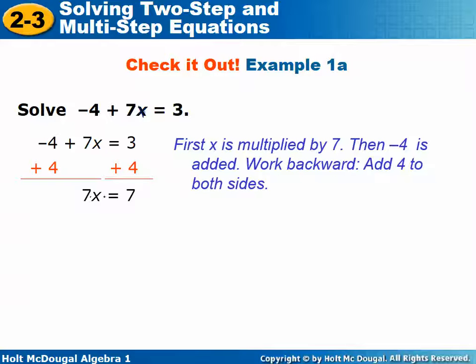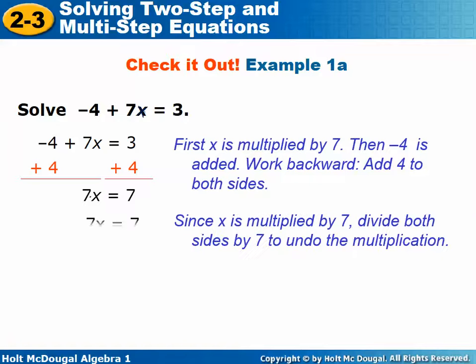That means 7 times x equals 7. The opposite of multiplying by 7 is dividing by 7. So then we divide both sides by 7, and we get x equals 1.